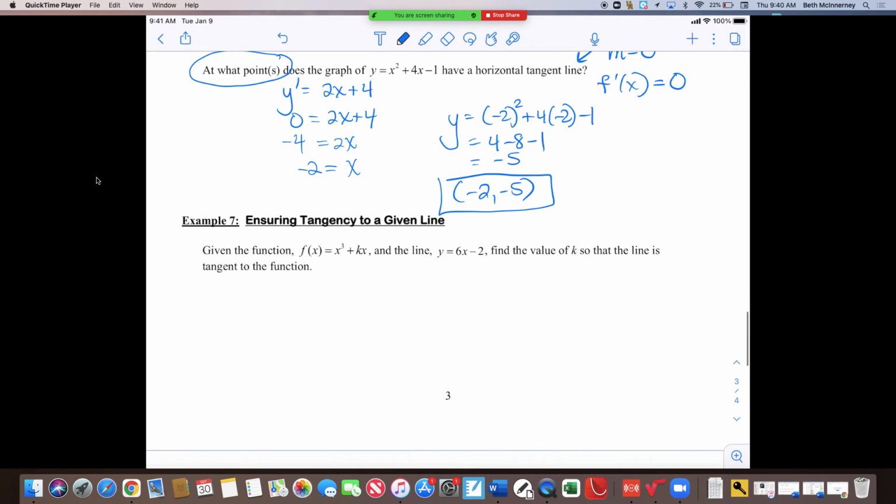All right. Example 7. Ensuring tangency to a given line. You're given the function f of x equals x cubed plus kx, and the line y equals 6x minus 2. Find the value of k so that that line is tangent to the function. So let's stop and think here a minute. I don't know exactly where this is, but I know an x cubed has this general shape. Here's what a tangent to an x cubed could look like.